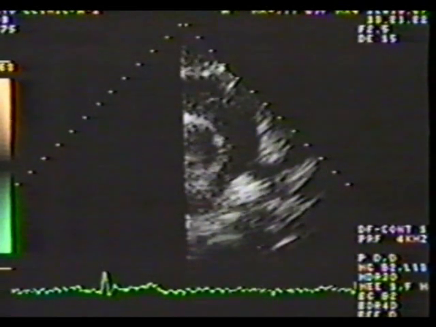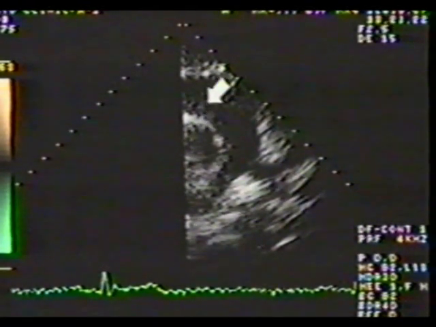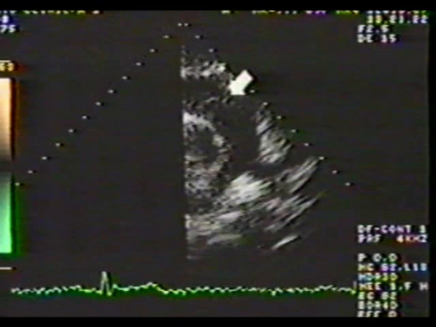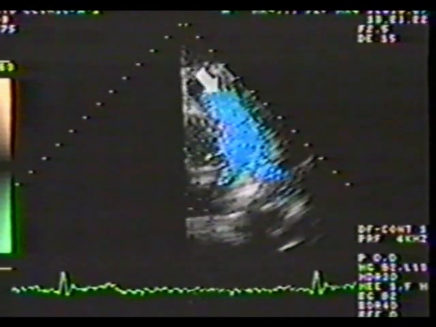The transducer has been angulated superiorly. The aorta is partially seen in short axis. These are two pulmonary cusps in the closed position. This is the main pulmonary artery, and this is the pulmonary artery bifurcation. In this systolic frame, the pulmonary valve has opened. The pulmonary artery flow map is uniformly blue.